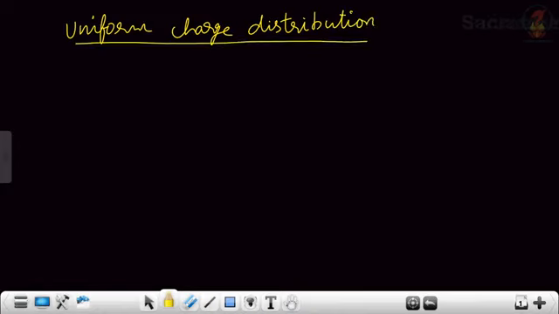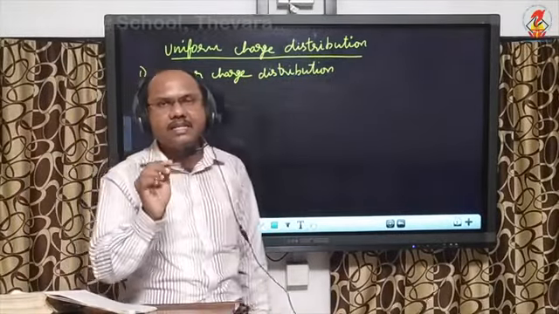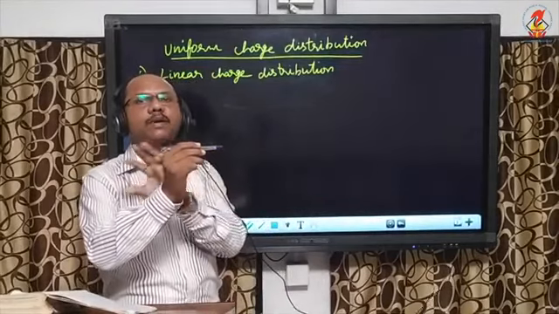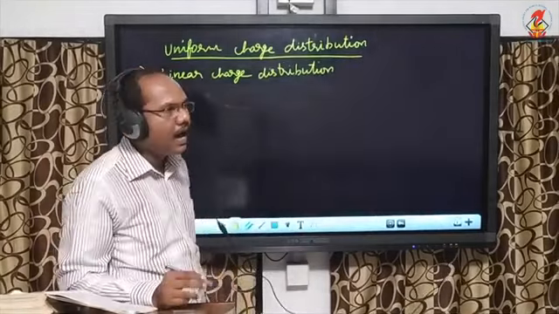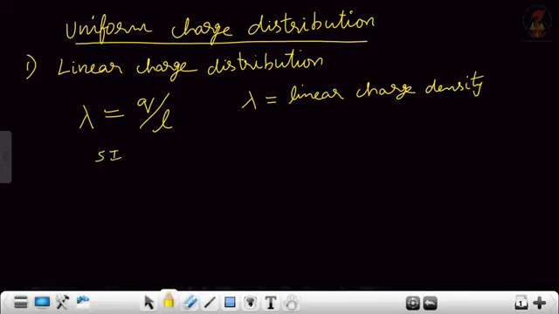Uniform charge distribution. The first one is called linear charge distribution. In linear charge distribution, as I told you, if I take a straight conductor and charge it, the charge will be distributed along the length of the conductor. So, I can write lambda is equal to Q by L, charge by length. Lambda is called linear charge density. And the SI unit of lambda is Q by L, which means Q is coulomb, L is length. So coulomb per meter.